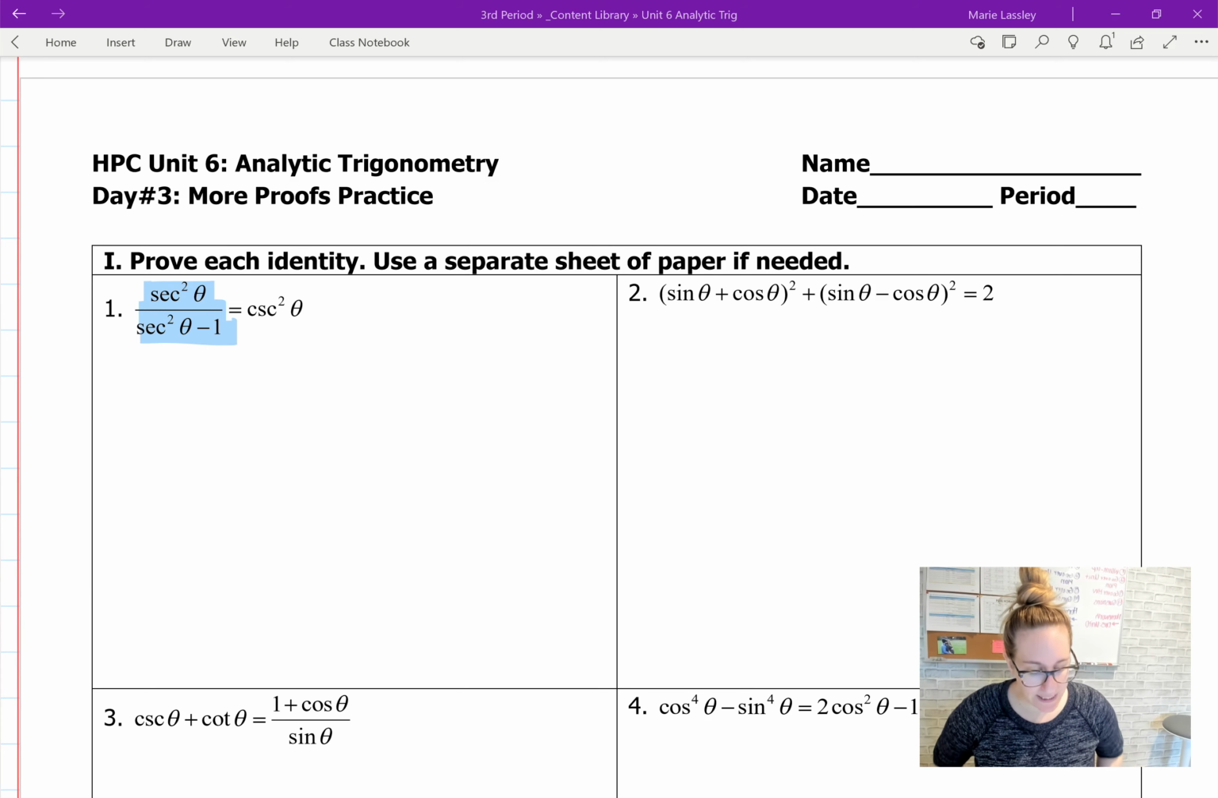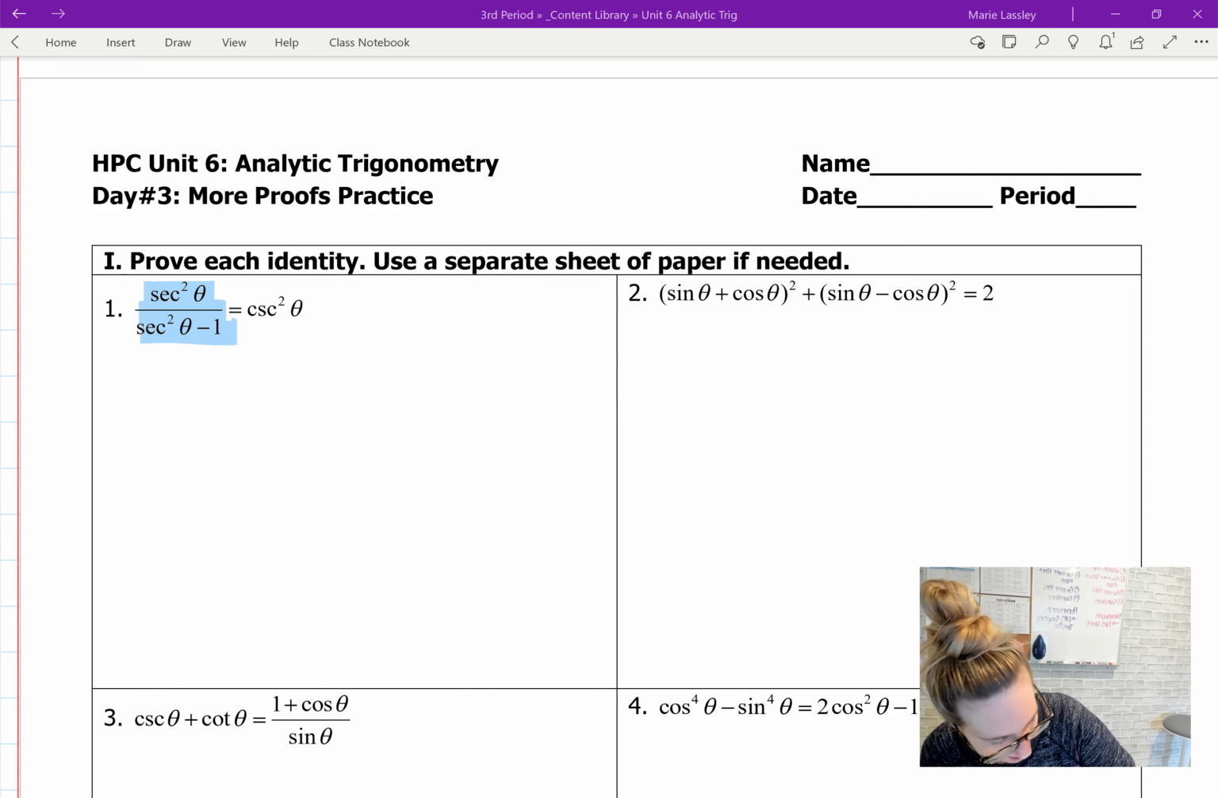Okay, so the first thing that I see is secant squared theta minus 1. That is one of our Pythagorean identities. So the first thing I'm going to do is I'm going to go ahead and use the Pythagorean identity to change secant squared theta minus 1 to tangent squared theta, because that's what it's equal to. So I'm rewriting the top as just secant squared theta over, and then this becomes tangent squared theta.